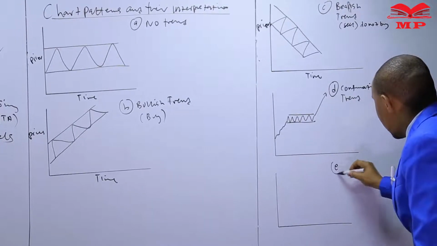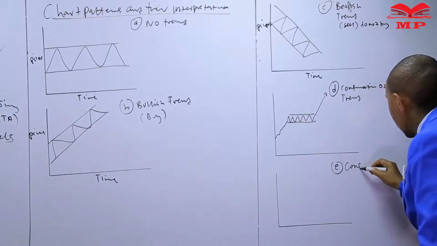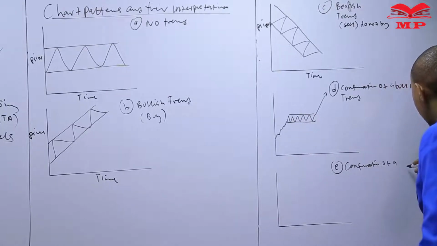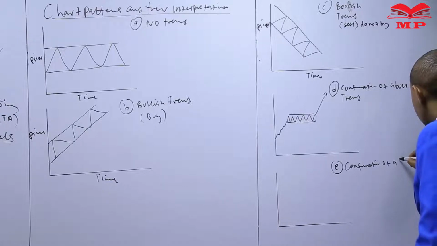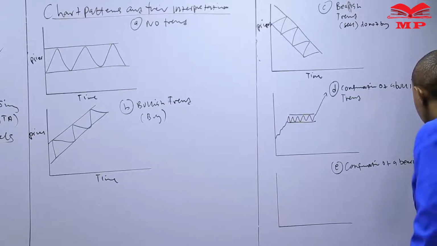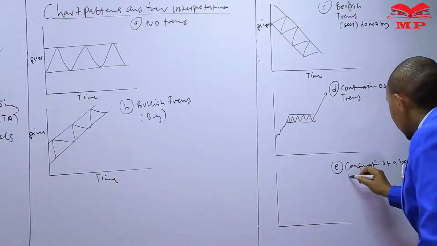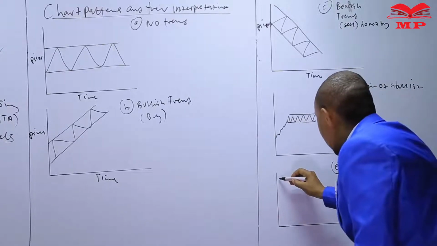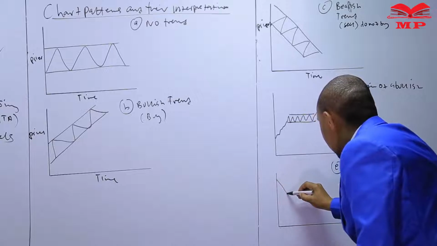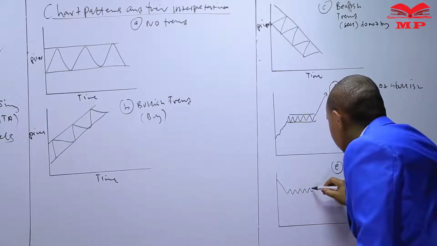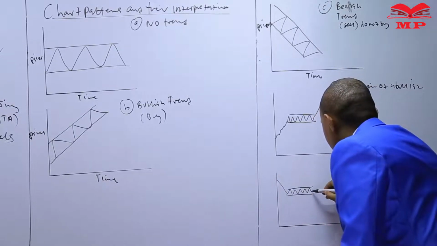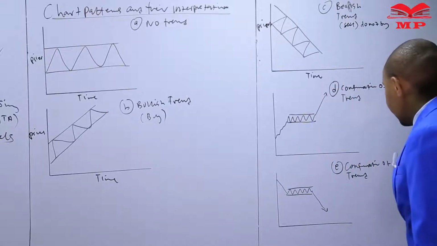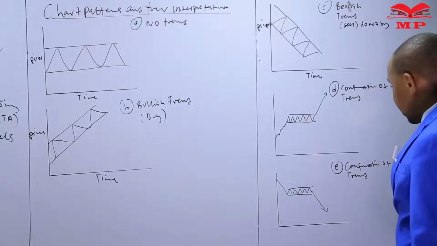Then E here is confirmation of a bearish trend. Where we are saying it was moving like this, then we have the channel existing like that, and then it moves back down in that direction there. Confirmation of a bearish trend.